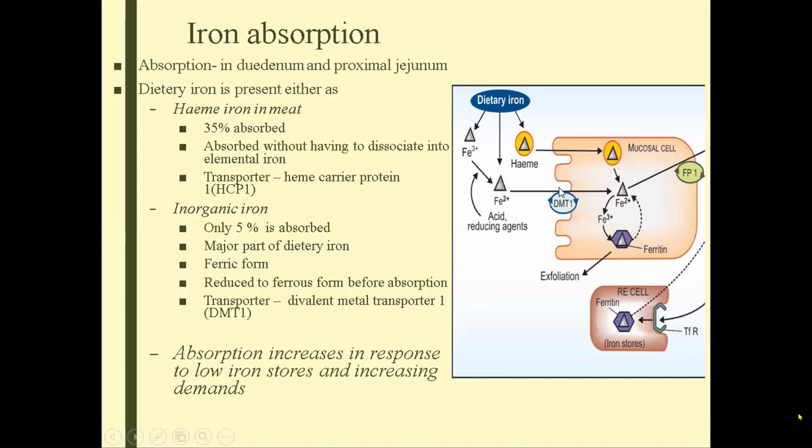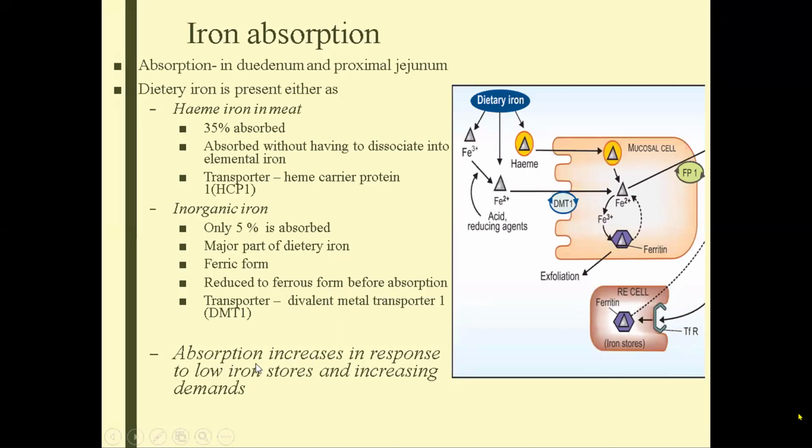A carrier protein is needed for both actually; it is not shown in your picture. Heme carrier protein for heme iron, whereas it is divalent metal transporter 1, DMT1, for this inorganic iron, right? So this is how heme iron and inorganic iron absorption works, right?